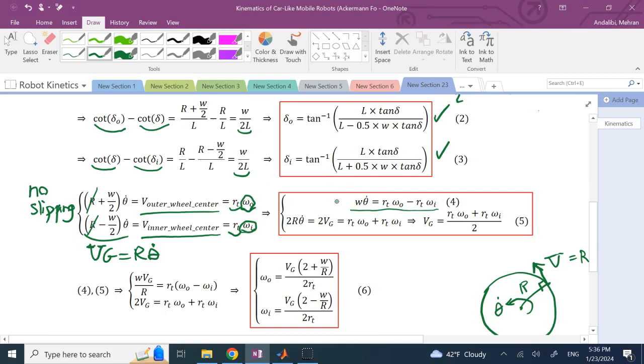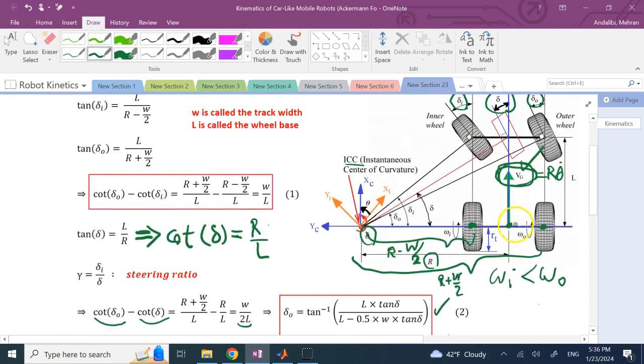On the other hand, the velocity of this center of this axis is equal to the average of this inner wheel velocity and the outer wheel velocity. So if you call this VI and you call this VO, this VG is the average of VI and VO. Let me do a little bit cleaning. So it is like this, okay? This is the average of VI and VO.